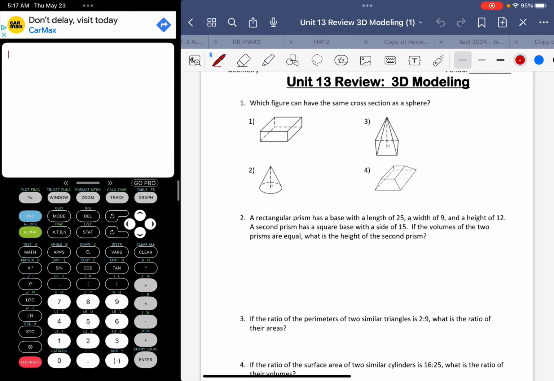All right, hello everybody. I'm going to go over the Unit 13 review sheet in case you needed any help with any of the questions that we didn't have a chance to get to in class.